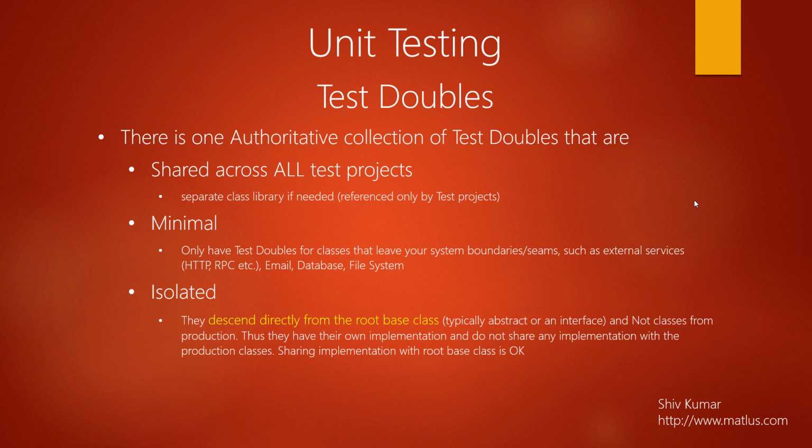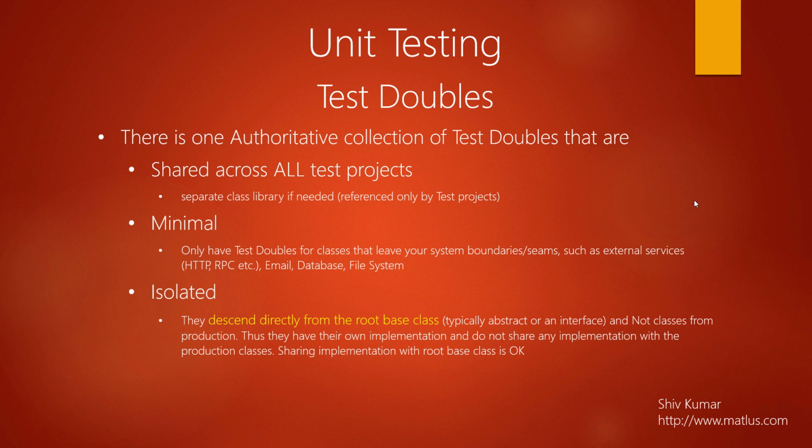In other words, you don't want them to share some implementation such that if there's a bug in the production class, there's also a bug in the test double. Now there could be a case where your production class also descends from a base class that has some implementation, and yes, you can certainly descend from that base class for your test double, typically of course a fake in this case, since you're expecting to do some actual implementation, but you should not descend directly from the production class. So they should have their own implementation.